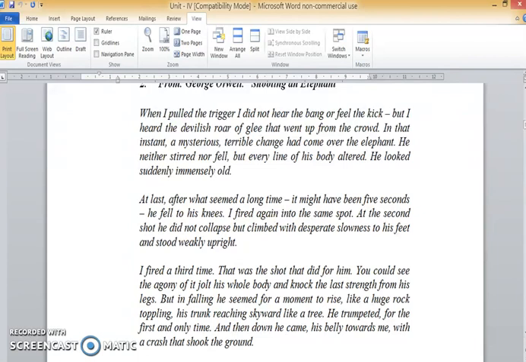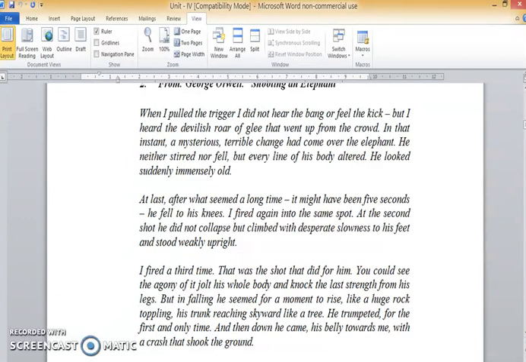Now, if you take a look at it, take a look at the second paragraph. At last, after what seemed a long time. So, that's a transition. This person has been waiting, and after some time, there is a change that has taken place. Look at the next sentence. At the second shot. All right. So once again, you get the idea that the narrator is shooting for the second time.